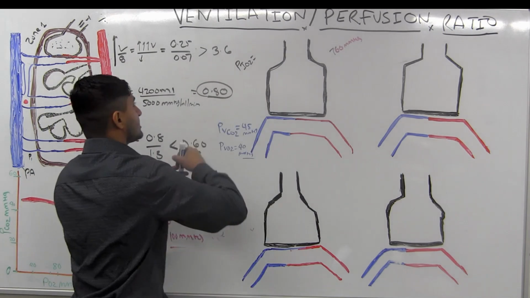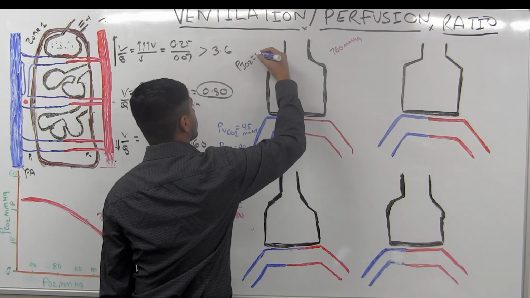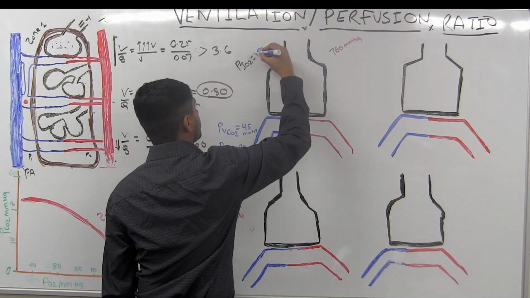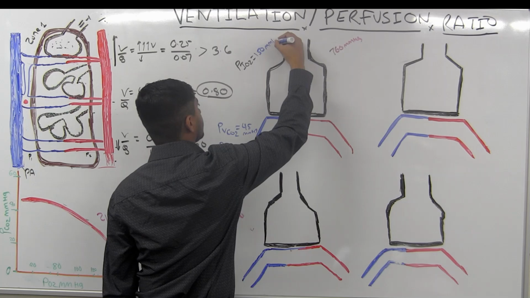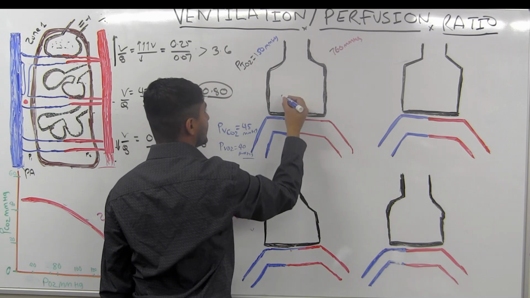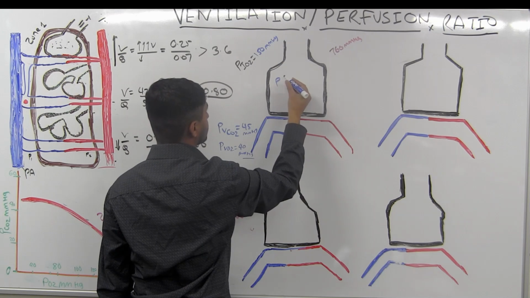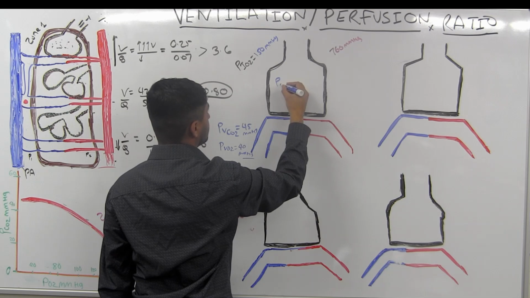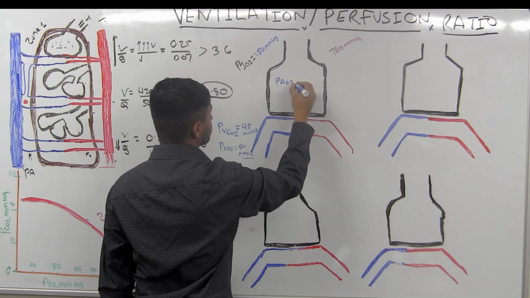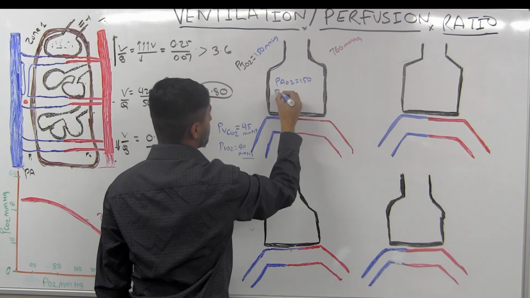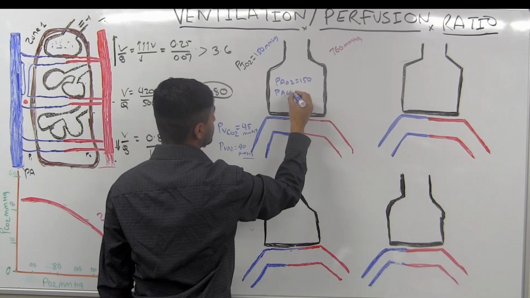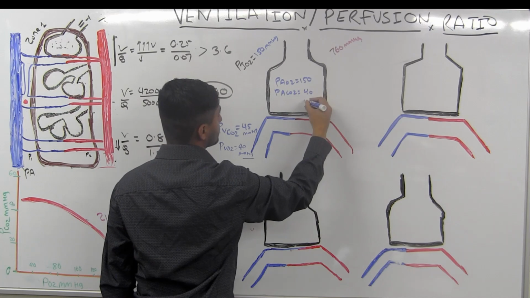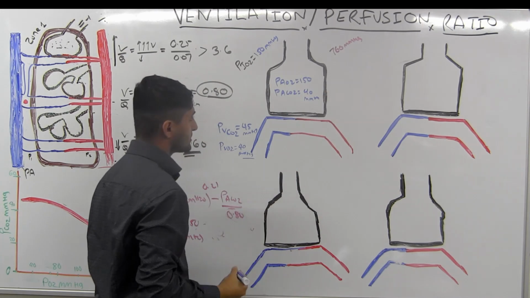So if this is, let's say, about 150 millimeters of mercury, something like that, when it gets here, it's about 150. And if you know the partial pressure of carbon dioxide here in the alveolus, that's going to equal about 40 millimeters of mercury, right? Now this is what usually happens.